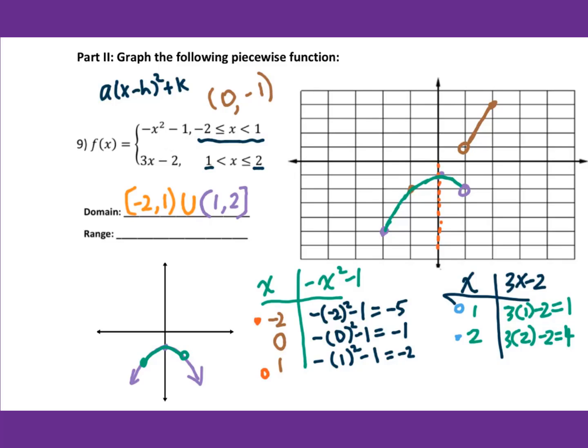For the range, we got the very bottom point that is -5. It's a bracket. Then we got the top point that is -1, bracket. Union with the set from here. This is 1 to 4. 4 is a bracket.